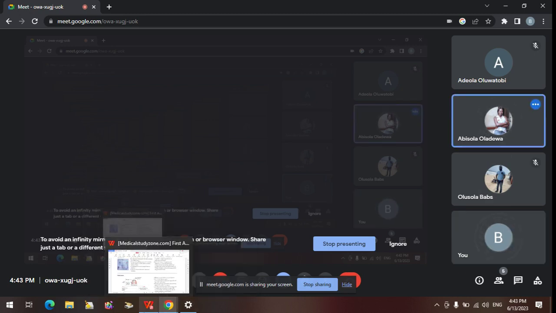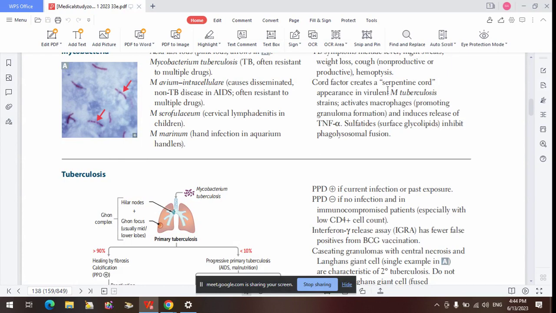Yes. So what are the virulence factors? We just need to pay attention to two of them: the cord factor and the surfactant. So what's the cord factor? Another name for it is trehalose dimycolate. Cord factor is also known as serpentine cord, just looks snake-like. So what it does is to activate the macrophages.